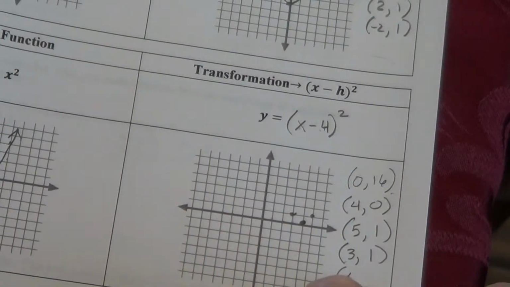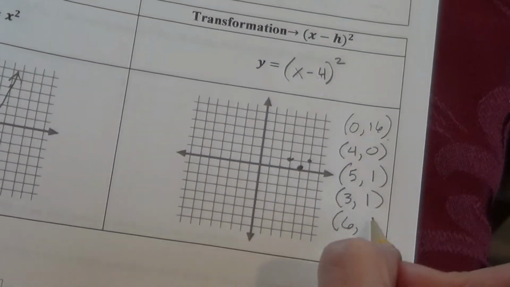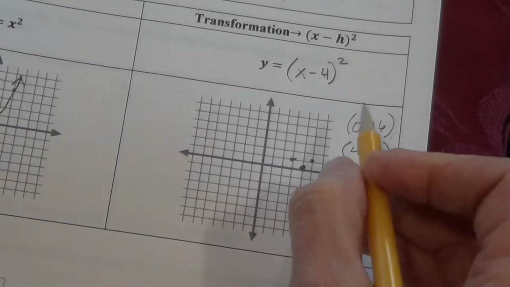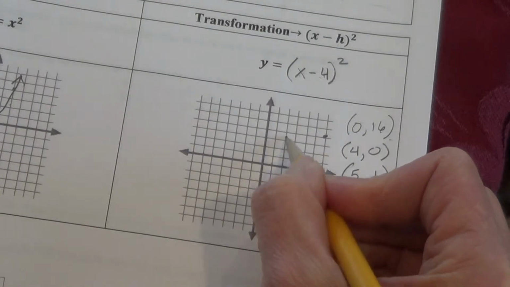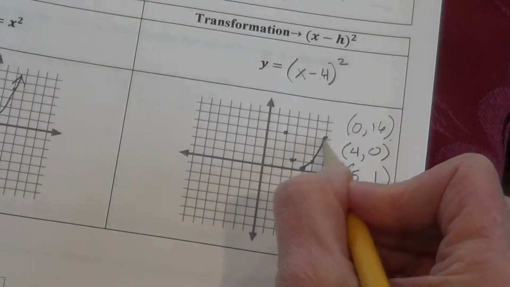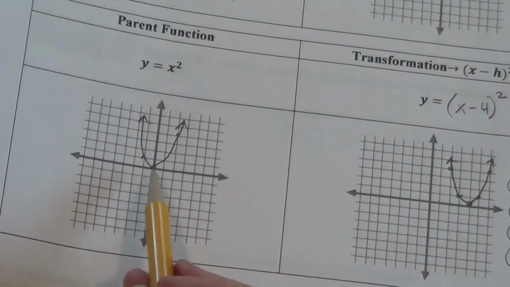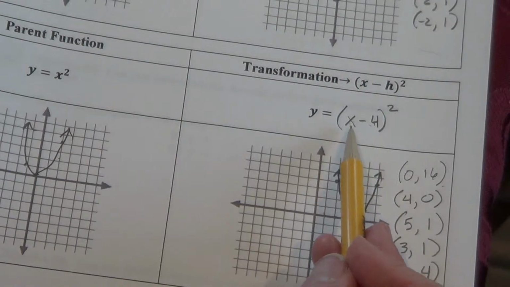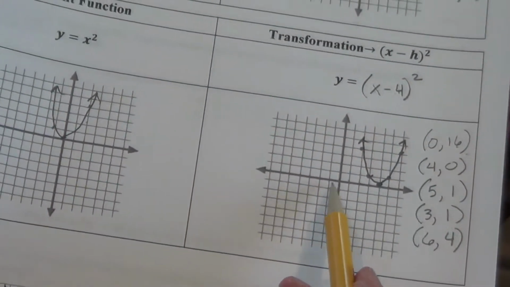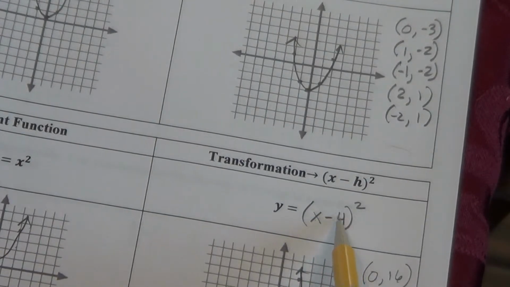If we go out to 6, 6 minus 4 is 2, and 2 squared is 4. So at 6 we're up 4. At 2 we're up 4. So we see what we've done to that parent graph with the -4 being in there. Isn't that interesting? It shifts 4 to the right. It looks like it could possibly go 4 to the left, but not to the right. Why do you think that is, that we have a -4 and it goes +4?